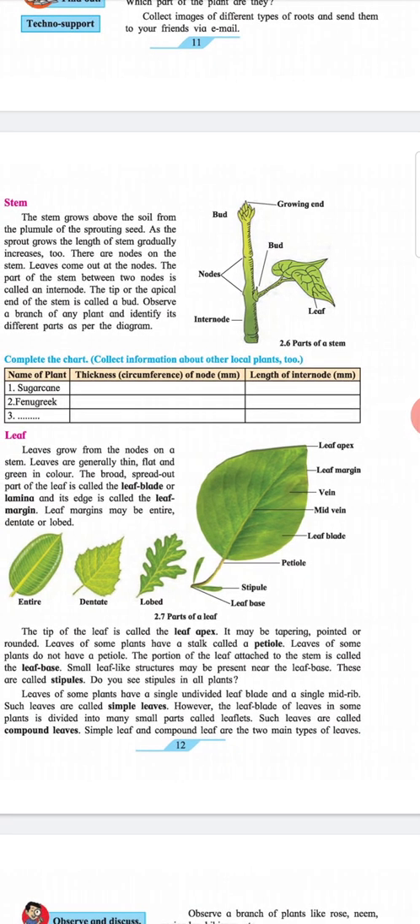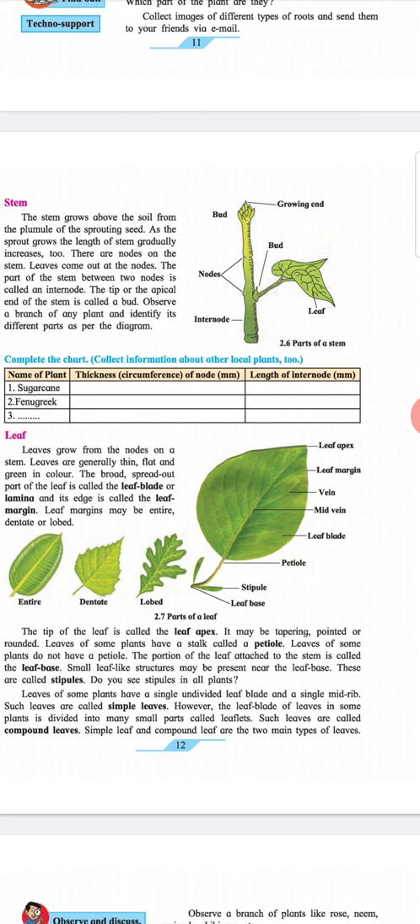The stem grows above the soil from the plumule of the sprouting seed. As the sprout grows, the length of the stem gradually increases too. There are nodes on the stem. Leaves come out at the nodes. The part of the stem between two nodes is called an internode. The tip or the apical end of the stem is called a bud.